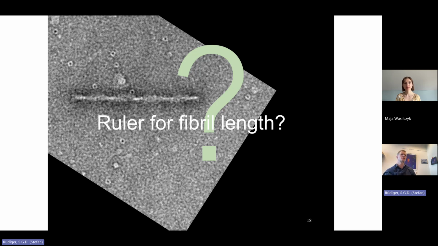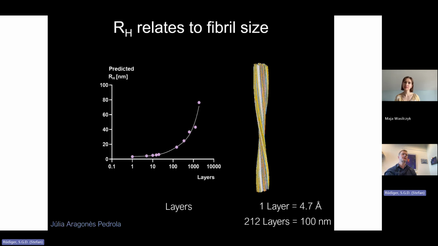You see here on the image a negative stain EM picture of the paired helical filament fibril, a patient-derived fibril of Alzheimer's. So what we did is that we predicted the hydrodynamic radius of this paired helical filament structure for increasing lengths of fibrils. On the right you see the fibril structure of the Alzheimer paired helical filament as it was solved by cryo-EM by Sjors Scheres' lab.